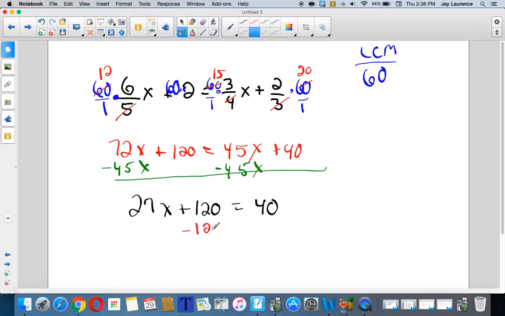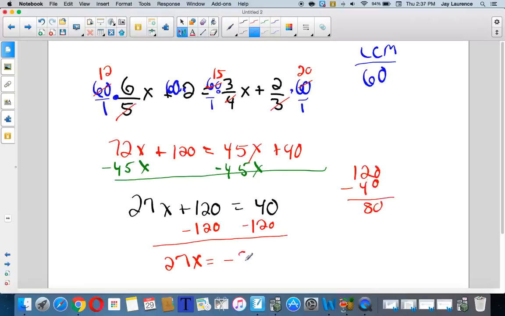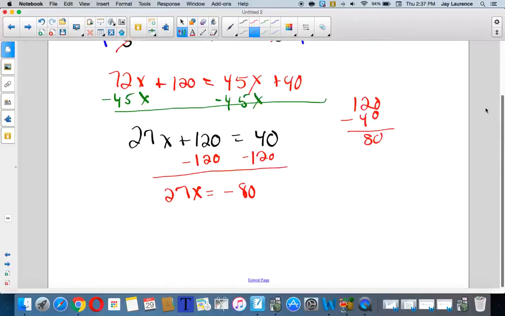I'll subtract 120 from both sides, and I'll get 27x. Now let's see here. 40 minus 120 would be negative 80. Therefore, this will be negative 80. All right, so now I have to divide by 27.